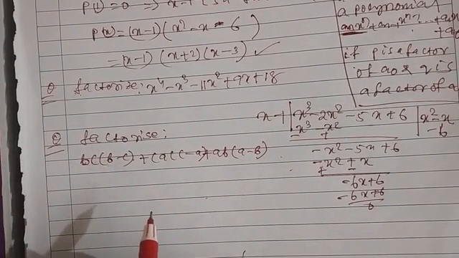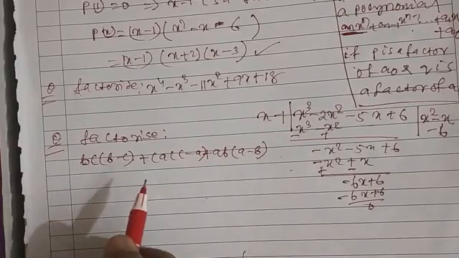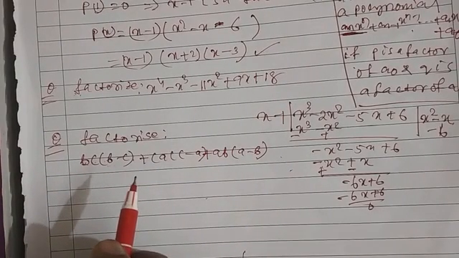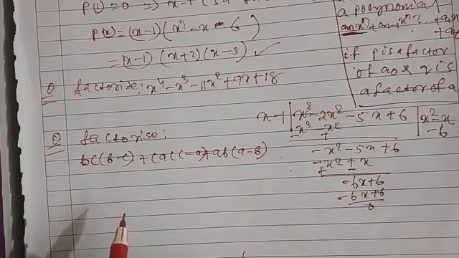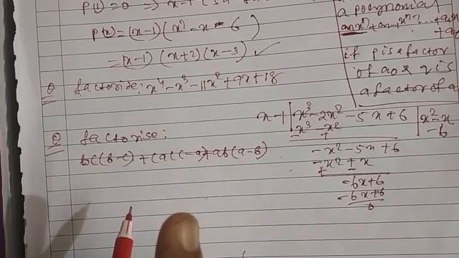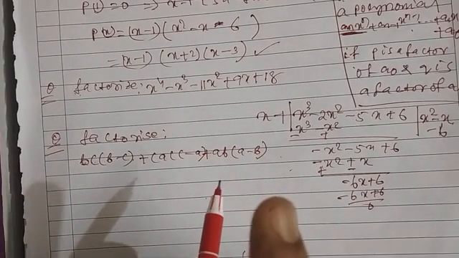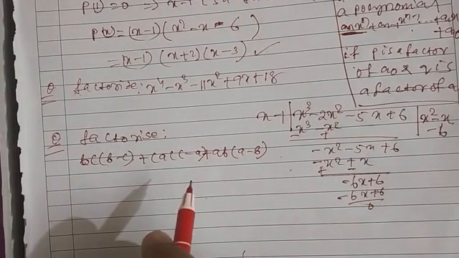Okay, so obviously there must be 3 factors, which are linear. 3 linear factors. Okay.